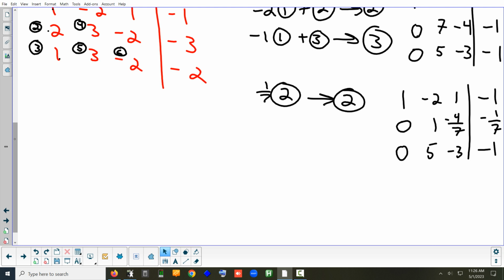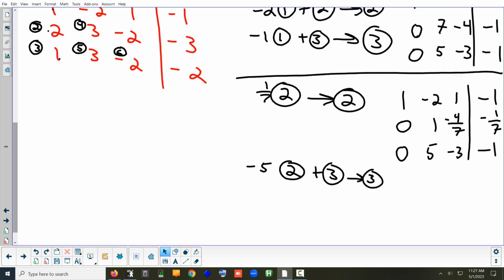You're done using row 1. If you use row 1 to do anything else in this problem, you are going to mess up these zeros. So now we're going to use row 2 at this step. What could you multiply row 2 by so that when you add it to row 3, this becomes a 0? Negative 5. Yep. So we're going to do negative 5 times the second row. We're going to add that to the third row, and that's going to replace what's currently in the third row.